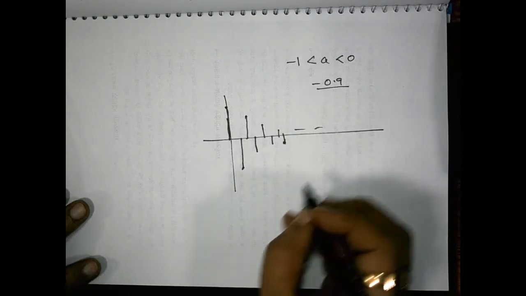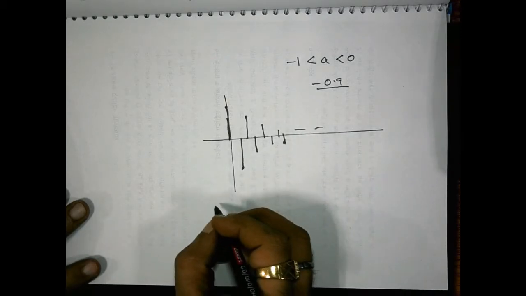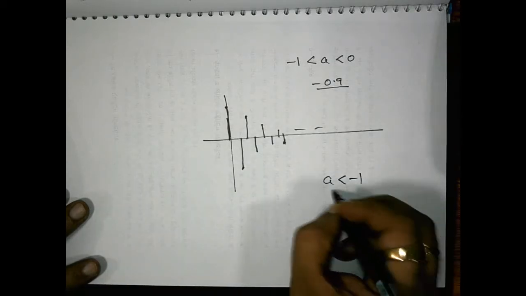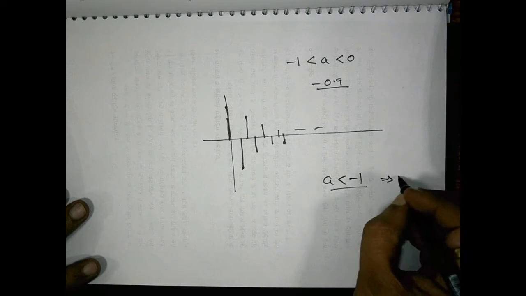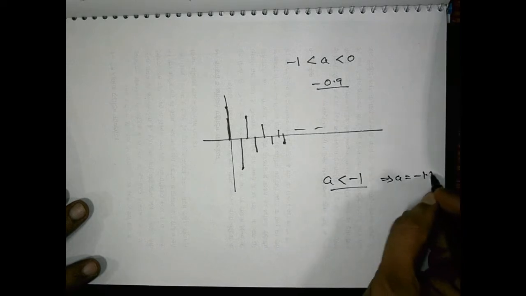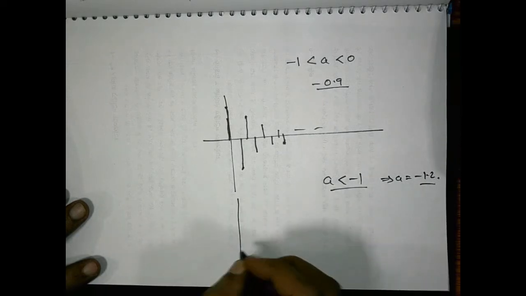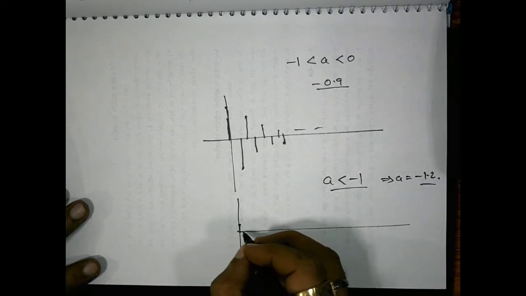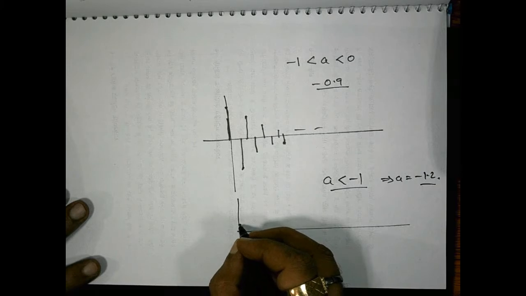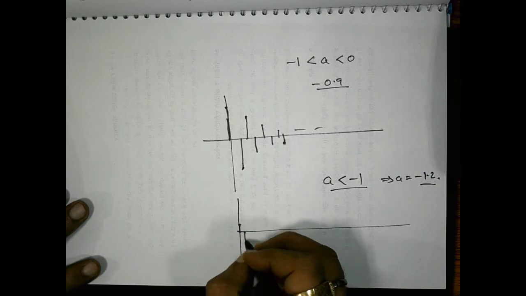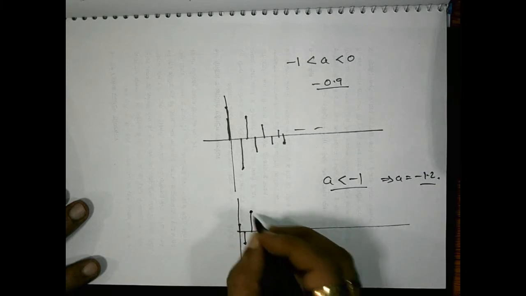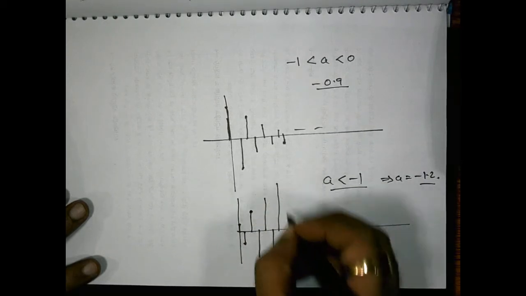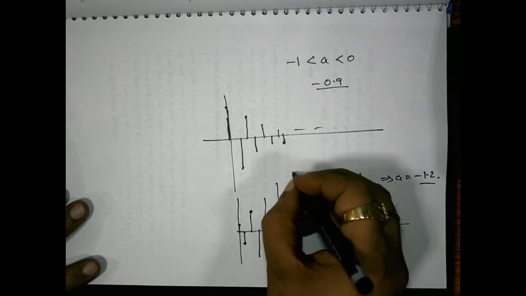And suppose a has a value less than -1. Just for instance, you can imagine that this is -1.2. Then you will obtain that the very first sample is 1, then -1.2, then the square of this, and so on. So this is an exponentially growing signal having amplitude both positive and negative like this.